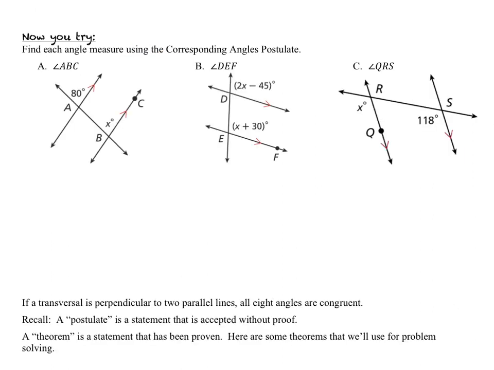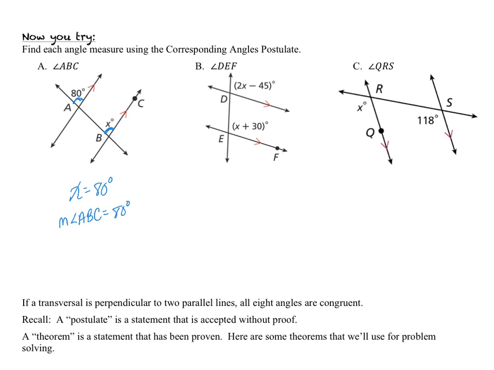Okay, find each angle measure using the corresponding angles postulate. Well, we know that this angle is 80 and angle x corresponds to that, so x is going to be equal to 80 degrees. So find the measure of angle, let me go back. So the measure of angle ABC then is equal to 80 degrees.